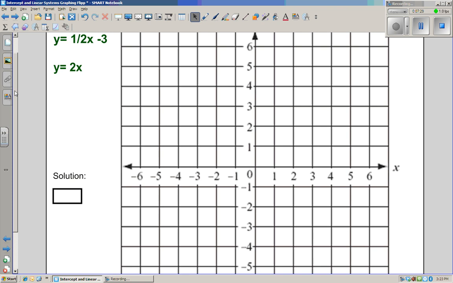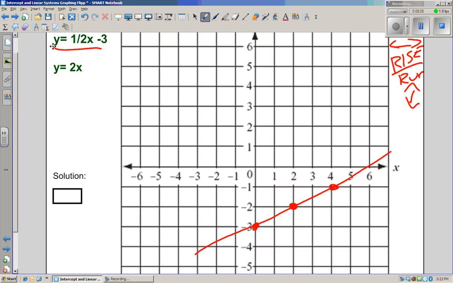Okay, so let's start with my first line, which I'll do in red. My y-intercept is -3, and I have 1/2. Even though it is a fraction, it is still rise over run. So back and forth versus up and down. 1/2 means I rise 1 and I run 2. Once I have that, I can make a line.